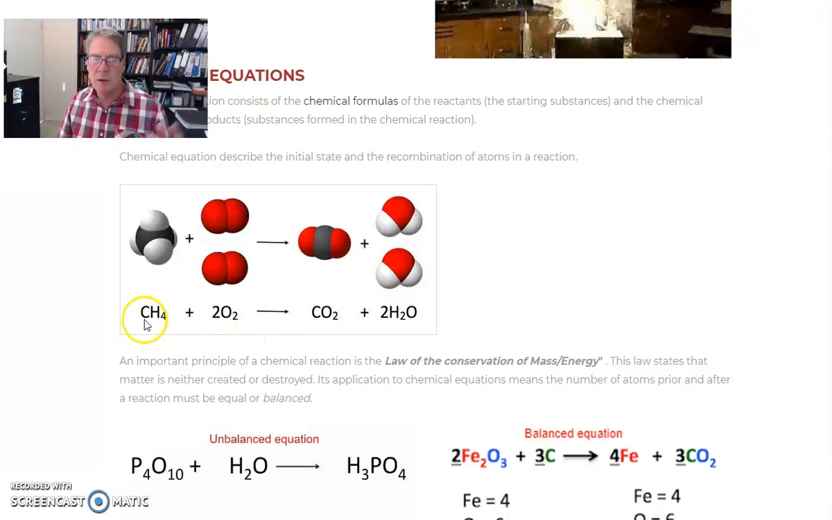So altogether we started with 1 carbon and ended up with 1 carbon. We started with 4 hydrogen, and we ended up with 1, 2, 3, 4 hydrogen. And we had 1, 2, 3, 4 oxygen, and we've ended up with 1, 2, 3, 4 oxygen there. That's what we call a balanced chemical equation.